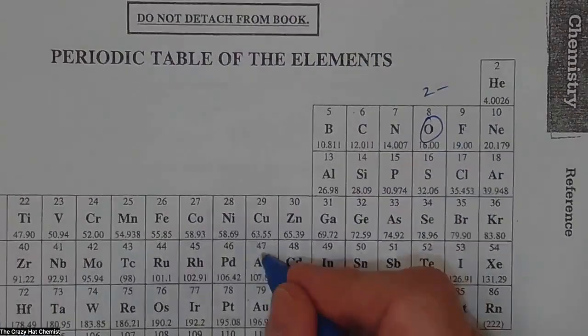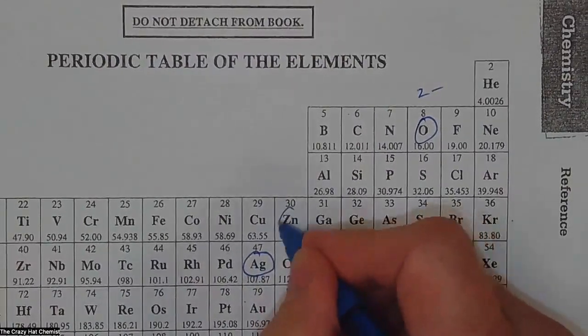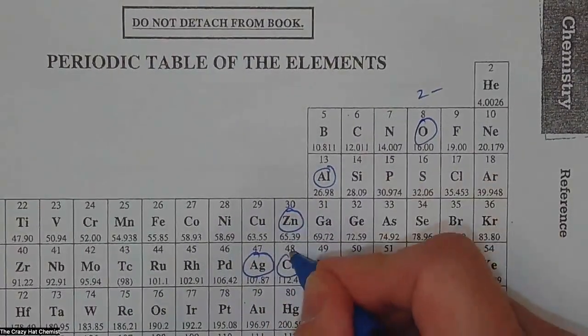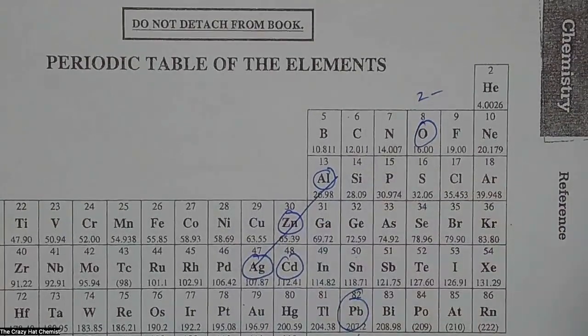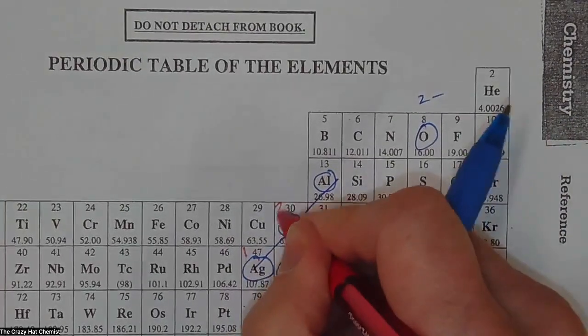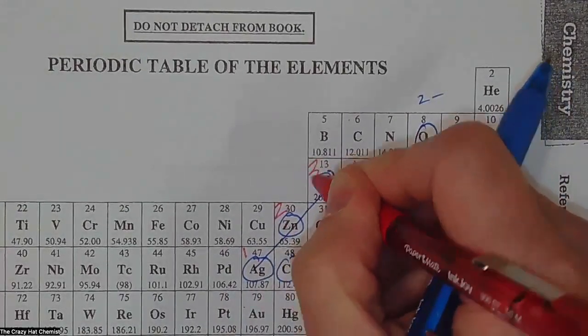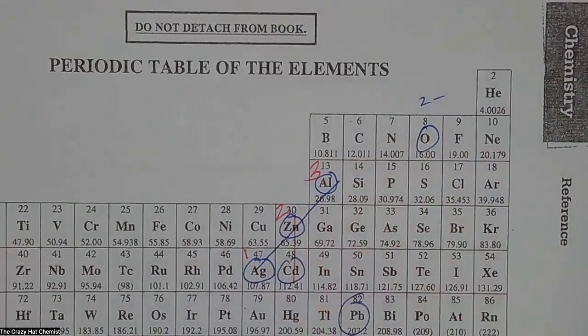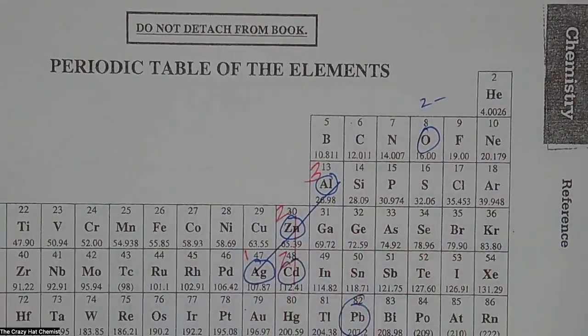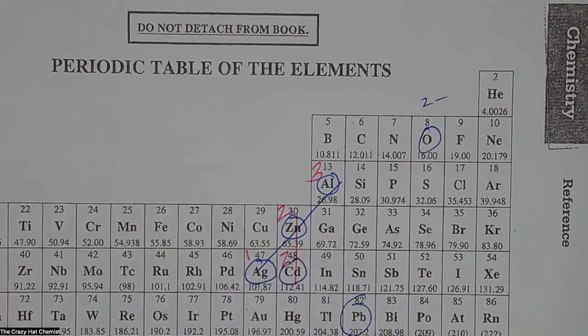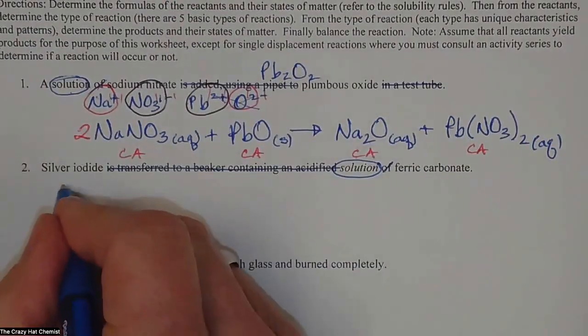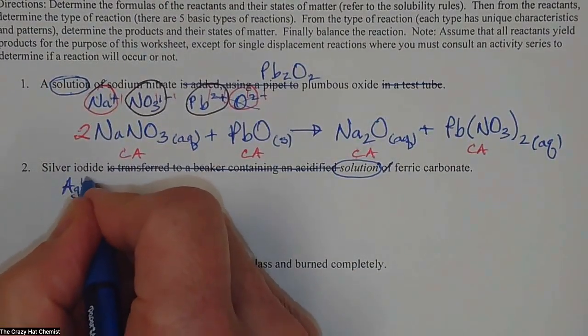That is right here. There's silver. So silver, zinc, and aluminum, as well as cadmium. This forms a diagonal pattern. Silver is a 1+, zinc is a 2+, aluminum is a 3+, and cadmium and zinc are in the same column. So cadmium is also a 2+. What we're interested in right now is the silver that's a 1+. So I'm going to write silver, Ag, that's a 1+.